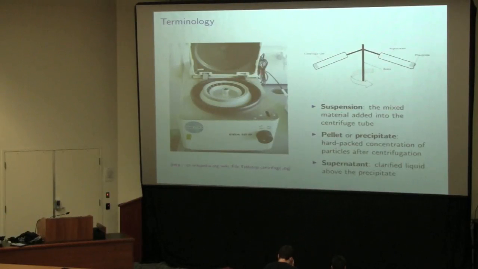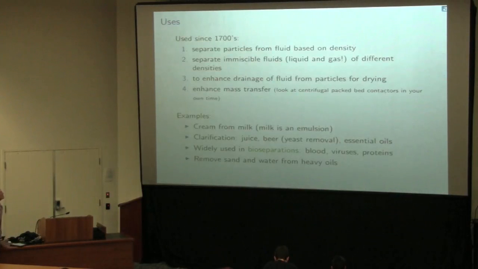And after spinning it for a certain duration and at a certain speed, we will then have a precipitate forming at the bottom, which is sometimes called a pellet, especially in laboratory terminology. But for industrial terminology, we'll call that a precipitate or even just the sediment itself forming at the bottom. And then the clear supernatant out of the top, the clarified liquid. So that's the terminology we should be comfortable with, and it's very similar to the sedimentation scheme.